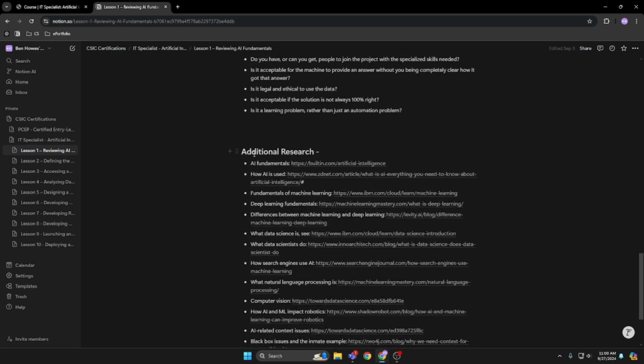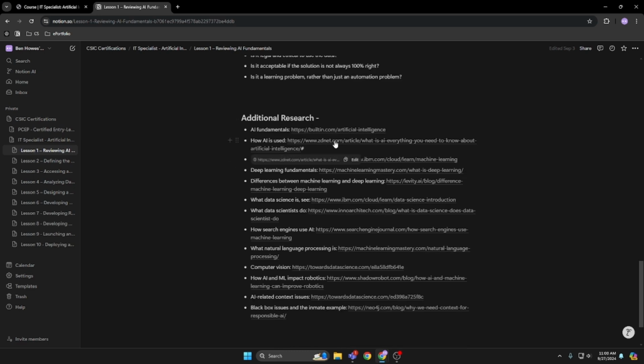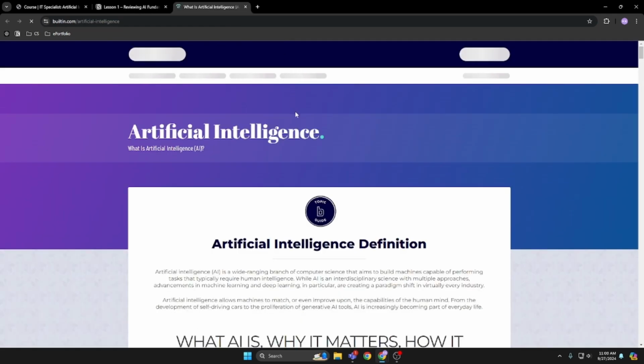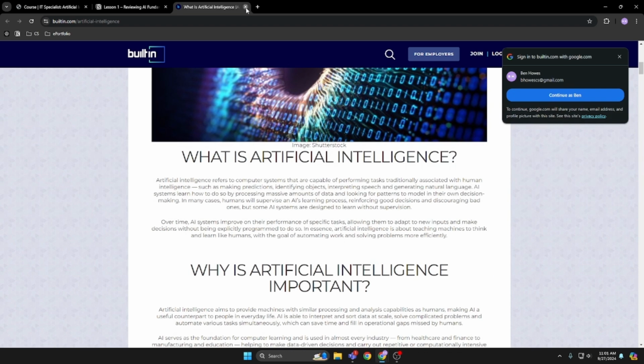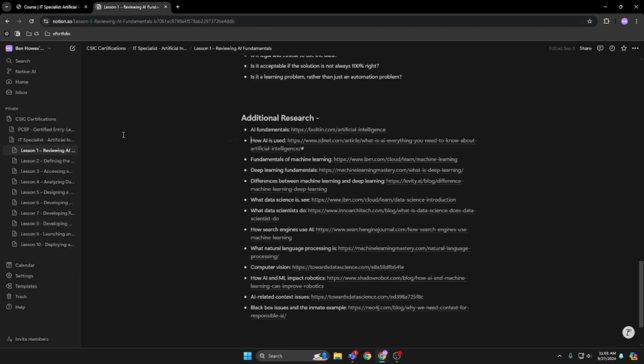And then at the bottom of all of my pages for notes, I always have additional research. That's another thing that I really like about this course, is that it gives you links to websites that allow you to do further research. So if I need to know more about a certain topic, I can go to one of these links and it'll give me a website with more information on the topic, which is really amazing.